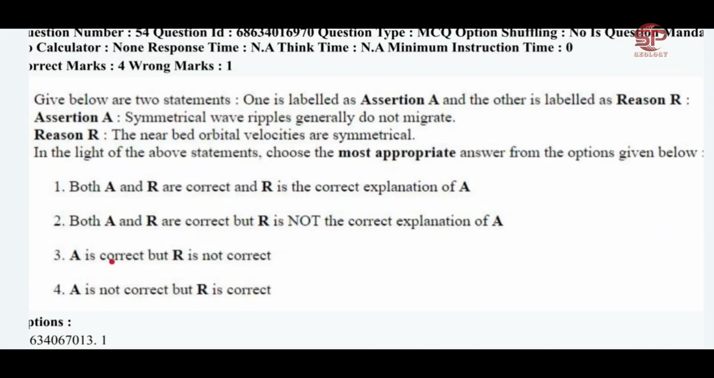Symmetrical wave ripples generally do not migrate, because symmetrical wave ripples are produced in ocean conditions, shallow marine conditions, so that's why they do not migrate. It is because the near-bed orbital velocities are symmetrical, so it would migrate in both directions by an equal amount. Because the orbital or transporting velocity is symmetrical on both sides, it will not migrate from its place. In the other case, where the near-bed orbital velocity is asymmetrical, they can transport sediments. If the orbital velocity is symmetrical, they cannot transport sediments. So both A and R are correct, and R is the correct explanation of A.